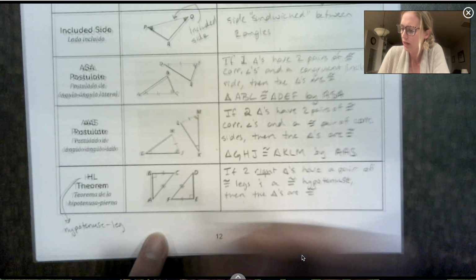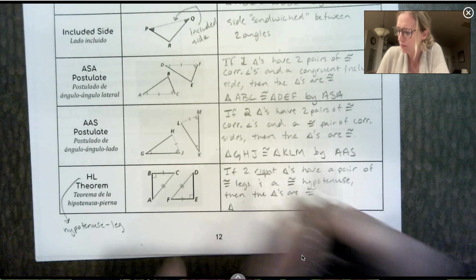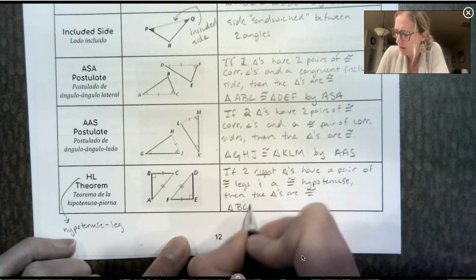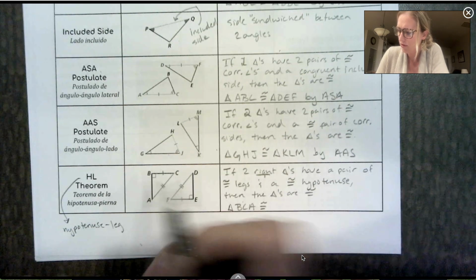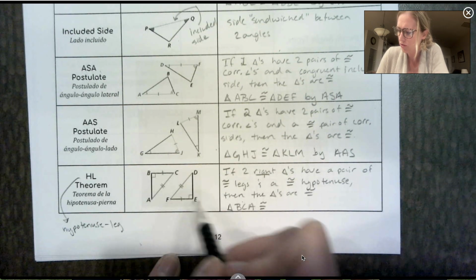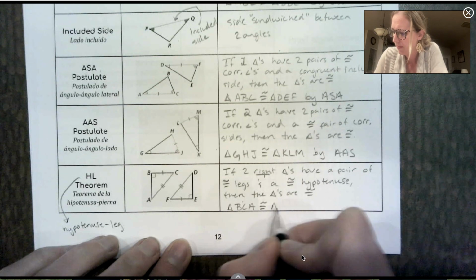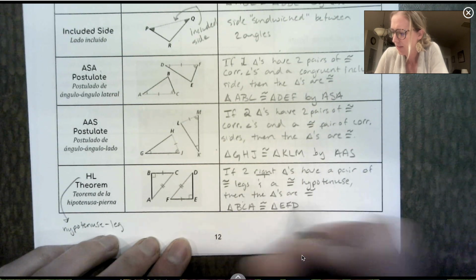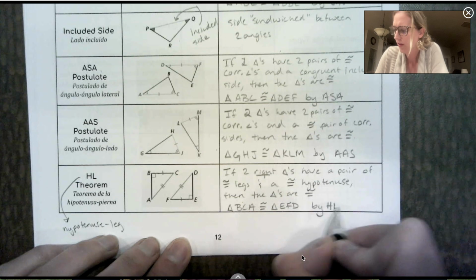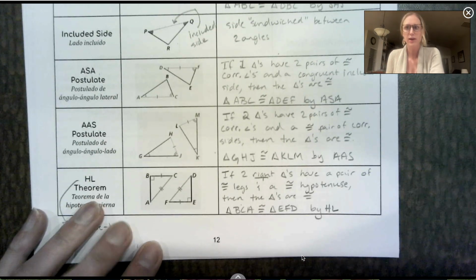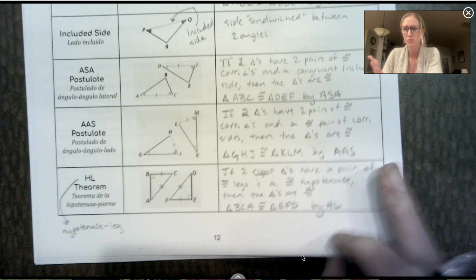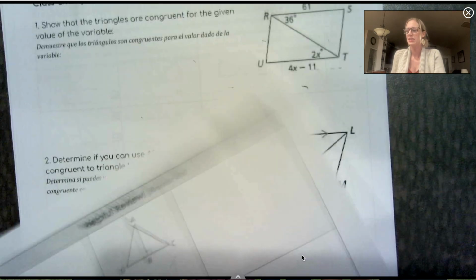Okay, and so again, I can call that one, we'll call this one BCA. Is congruent to, so I started with B, I went along the one tick mark, so it'd be E to F to D. And this one would be by the HL theorem. Okay, so those are all our shortcuts. Don't worry, we're going to get a lot of practice with identifying those.